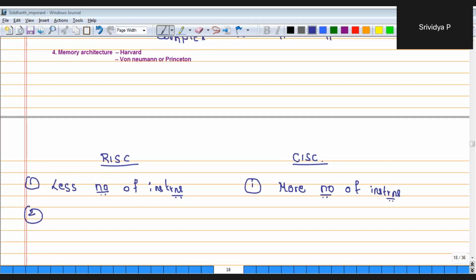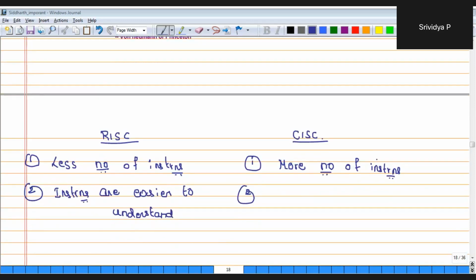Since we have fewer instructions in RISC, instructions are easier to understand. In CISC, it is the reverse. Since there are more instructions, instructions are complex to understand.